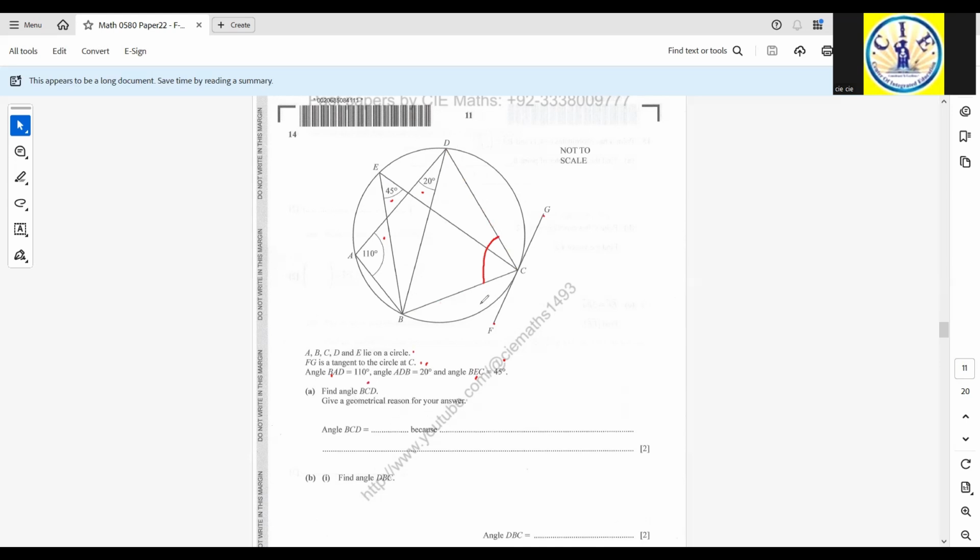Angle BCD. We see that ABCD is a quadrilateral touching the internal side of this circle. That means it is a cyclic quadrilateral. And for a cyclic quadrilateral, the opposite angles are supplementary. So angle BCD is going to be 180 minus 110, that is 70 degrees, because ABCD is a cyclic quadrilateral.